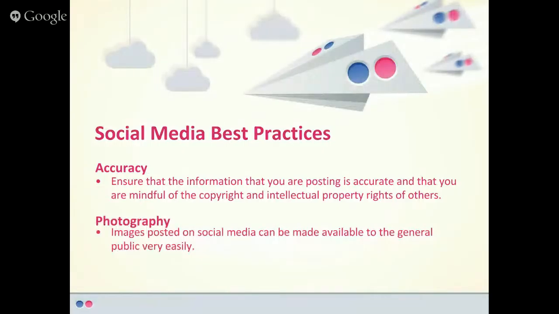Accuracy. Ensure that the information that you are posting is accurate and that you are mindful of the copyright and intellectual property rights of others. Photography. Images posted on social media can be made available to the general public very easily. To protect your intellectual property, watermarks or large image sizes should be considered. Consult the district authorization form to use student photography and images and work located in the student parent handbook. It should also be an e-portal for us as well.